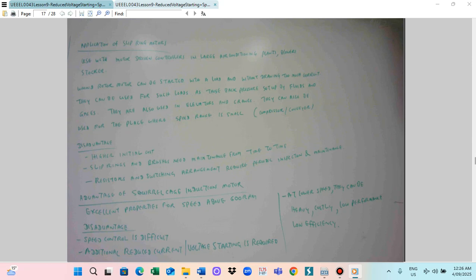Similarly, the squirrel cage induction motor is very robust. It has excellent properties for speeds above 600 RPM. So the squirrel cage induction motor is suited for higher speed, but at lower speed it is not economical. It is expensive, and a lower speed squirrel cage induction motor can be heavy, with a low power factor and poor efficiency.